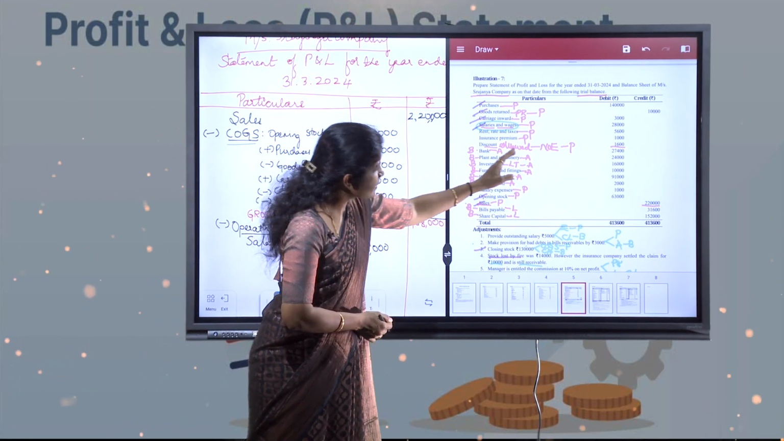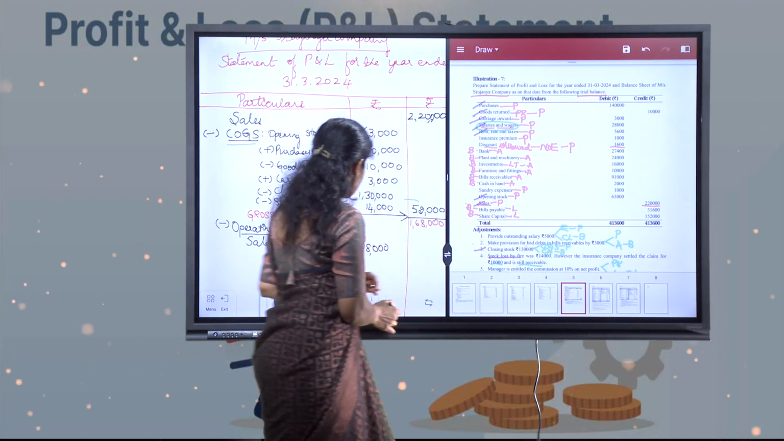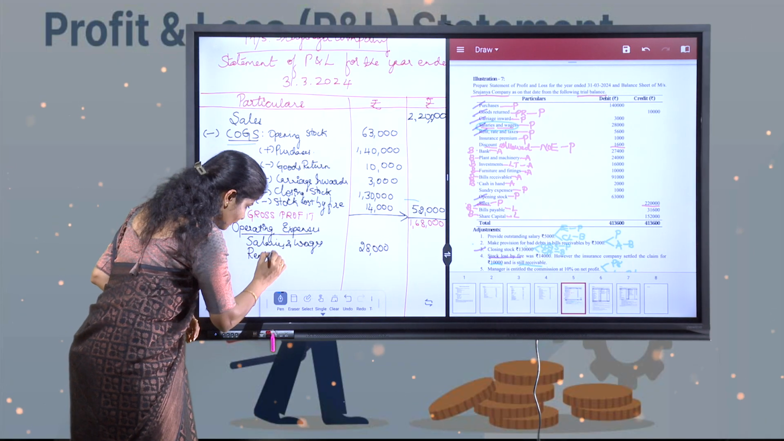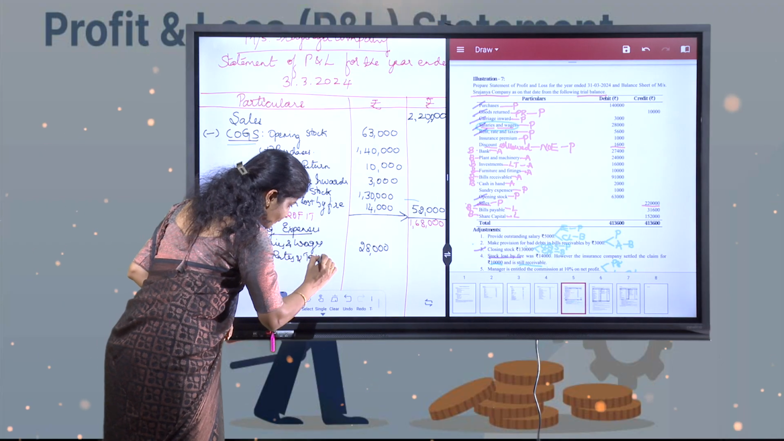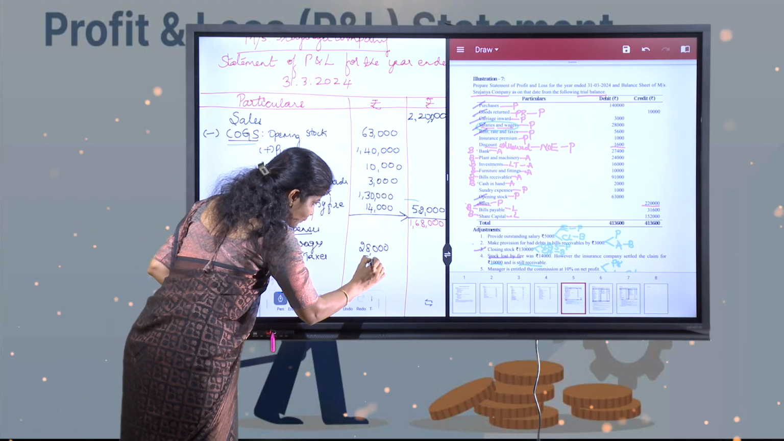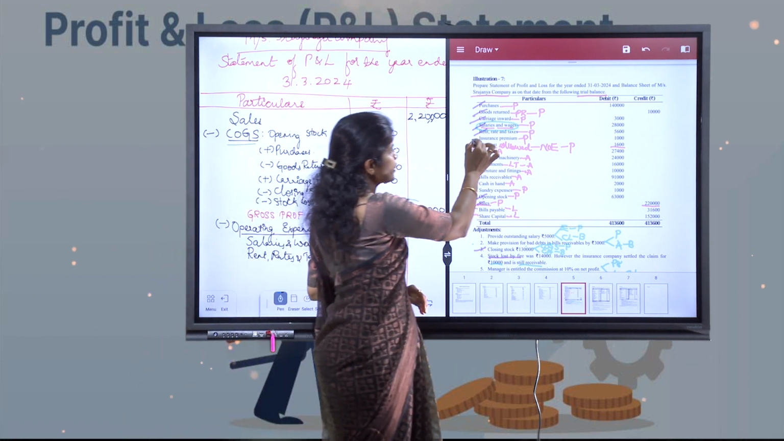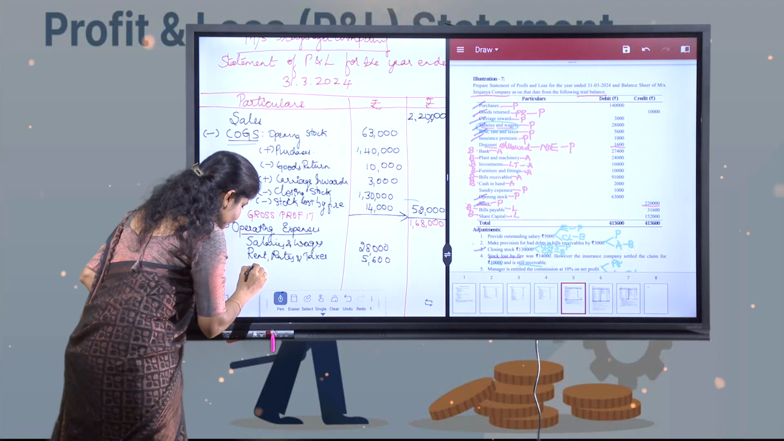Next, rent, rates and taxes, it is 5,600. Next we have insurance premium. Insurance premium, it is 1,000.